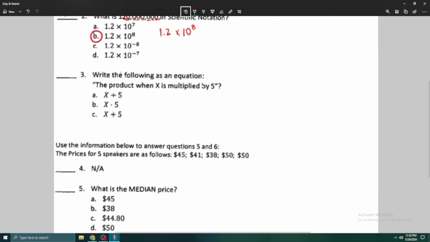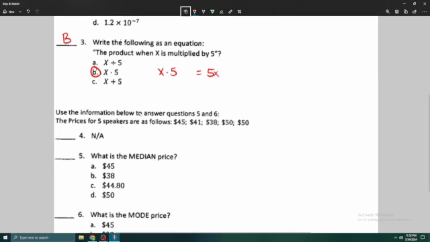Number 3, write the following as an equation. What is the product when x is multiplied by 5? That is just x times 5, right? So we use this little dot for multiplication, right? Typically we would really say 5x. That's really what it looks like, but this is technically correct. So 3 B's so far.